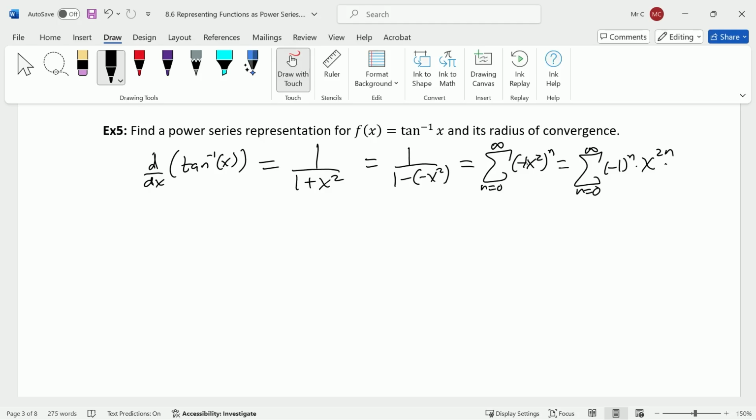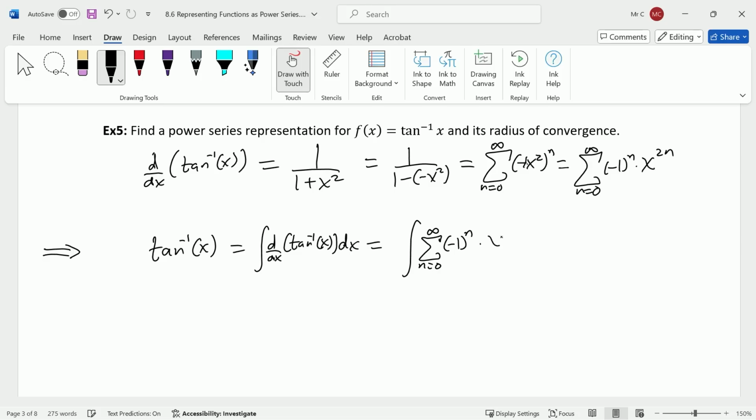But I don't want the derivative of tangent inverse of x. I want tangent inverse of x. But that just means I take the antiderivative, right? If you take the antiderivative of the derivative, you get the function. So we'll just do that with the power series expression for the function. The integral of the sum from n equals 0 to infinity of negative 1 to the n times x to the 2n dx becomes x to the 2n plus 1 divided by my new power, 2n plus 1. And remember, since we're talking about an integral here, when we integrate, we've got to add plus c.